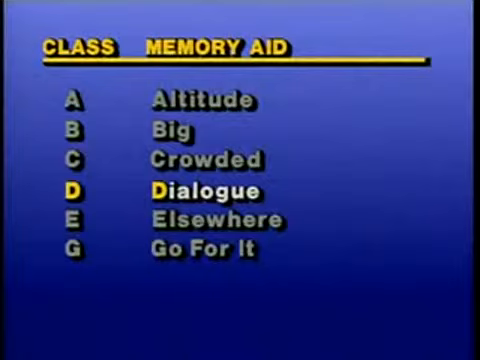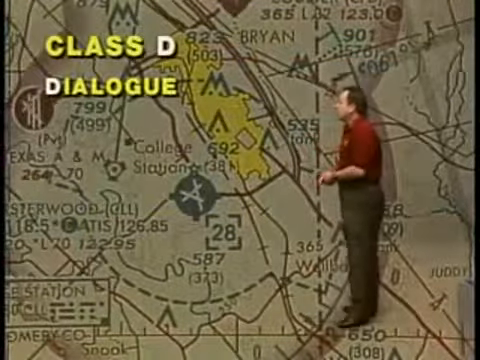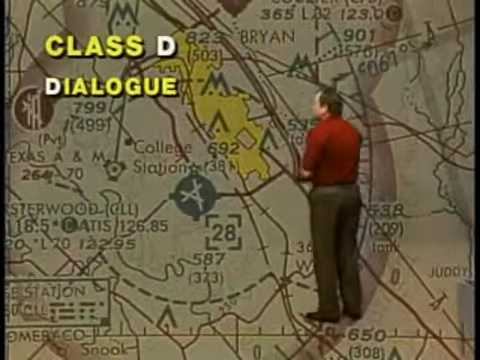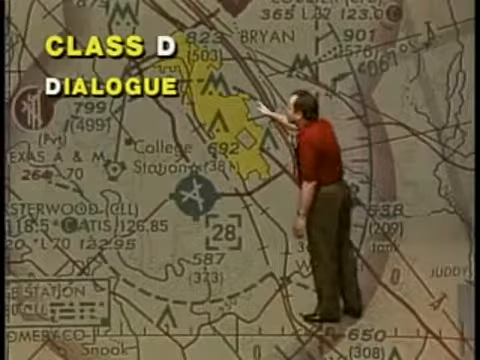Now let's take a look at Class D airspace. When you see Class D, think dialogue, because when there is Class D airspace, that means there's a control tower on field, and you must establish two-way communications with the control tower. So when you see Class D, think dialogue. Now let's you and I take a look at how Class D airspace is shown on a sectional chart or any aeronautical chart, and it's shown with a blue segmented line like so.